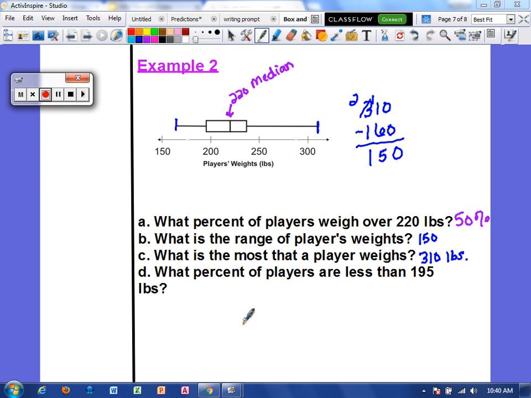And it wants to know, sorry about that bell. All right, and letter D wants to know what percent of the players are less than 195 pounds. So we can guess that 195 pounds would be about right here. So we are concerned about what lies within this first quartile, and we know that represents 25%. So 25% of the players are less than 195 pounds.